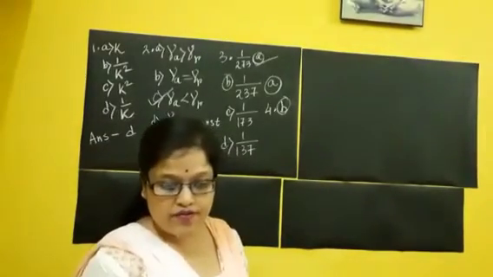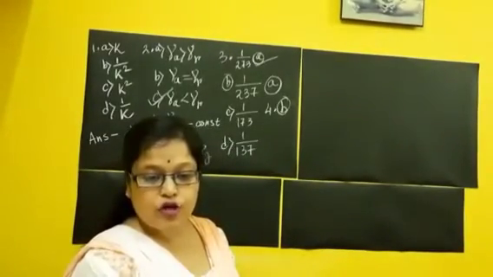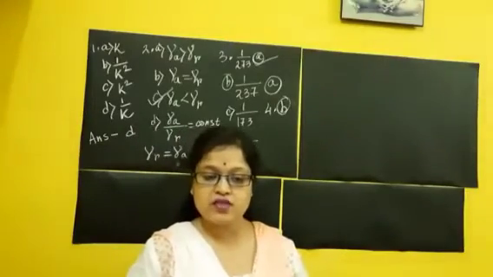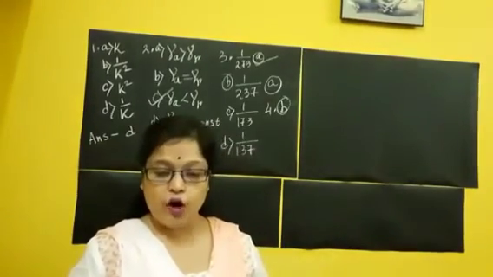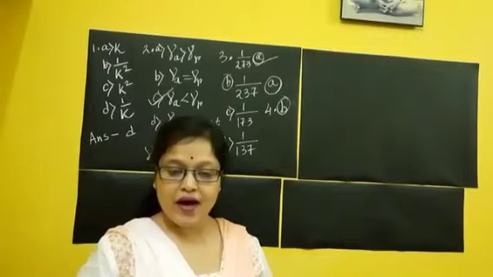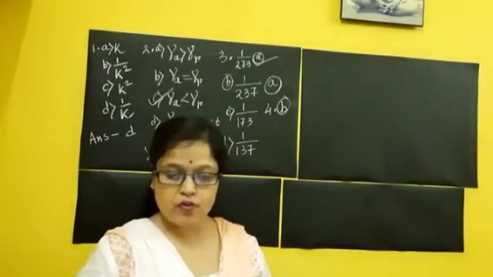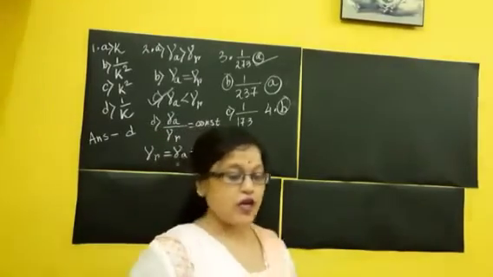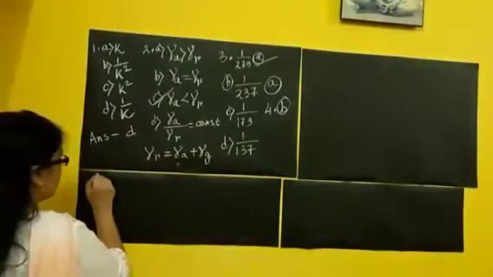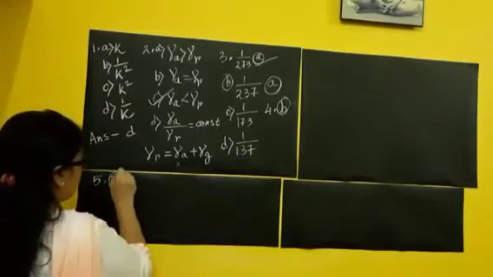Next one, question number 5. Which one of the following shows anomalous expansion? Options are water, mercury, iron, copper. Obviously only water shows anomalous expansion, which is in option A. So for question number 5, the answer is option A.